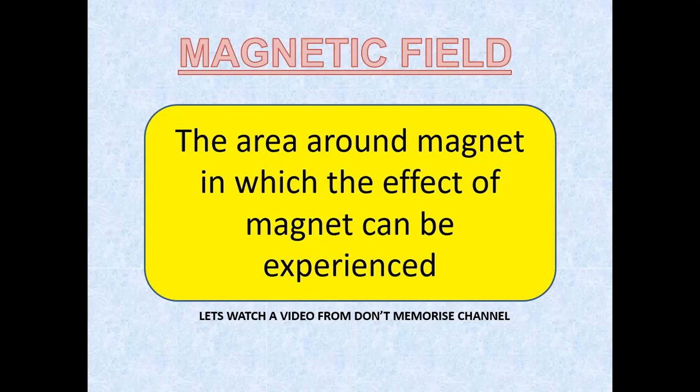So magnetic field is basically the boundary, the area. If something is out of that boundary, then the magnet will not be able to attract any material in that. So that is known as magnetic field. So to make it understand more, let us see one video.